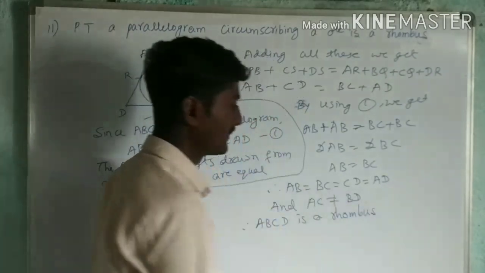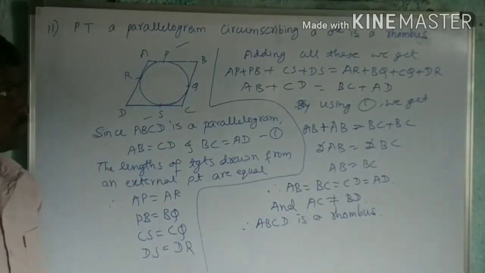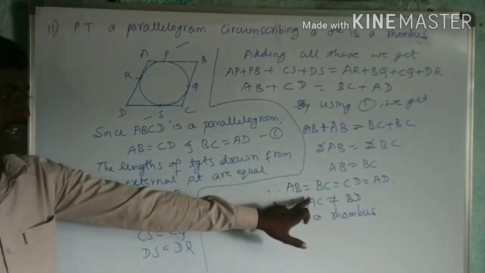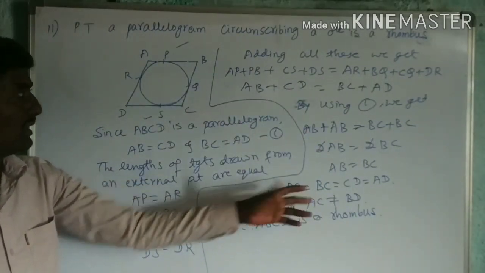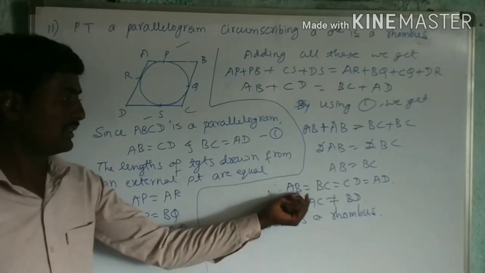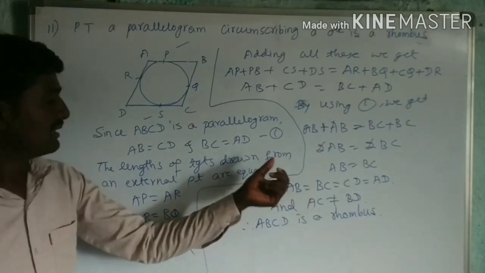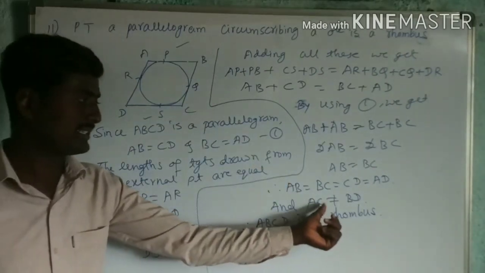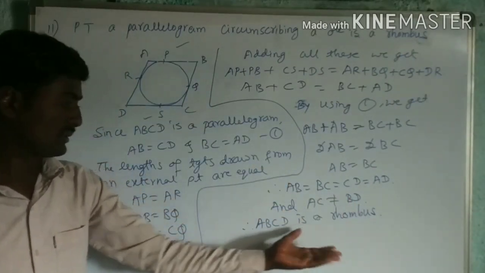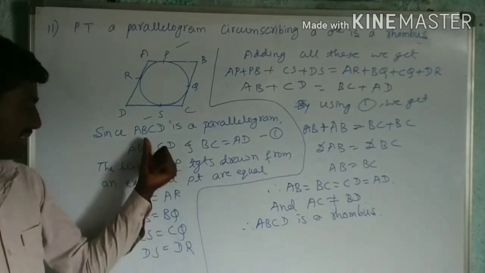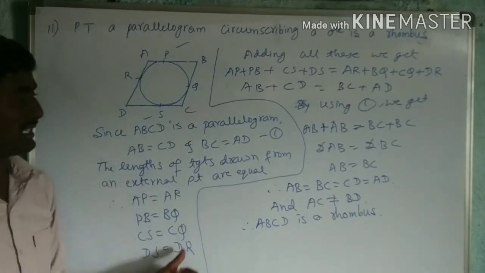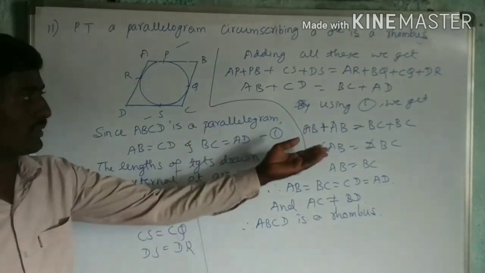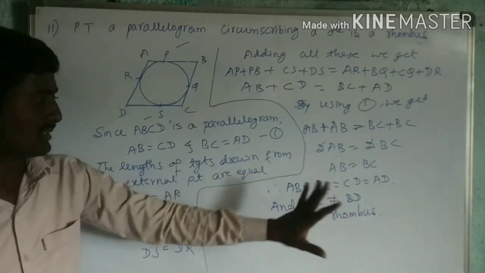Okay. To become a rhombus, two conditions: diagonals not equal and all sides must be equal. So by solving this, I got all sides are equal. For the other condition, initially they have given ABCD is a parallelogram, meaning AC is not equal to BD. So therefore ABCD is a rhombus. The same procedure I solved in the last problem, I followed here. From here onwards, it is somewhat different.